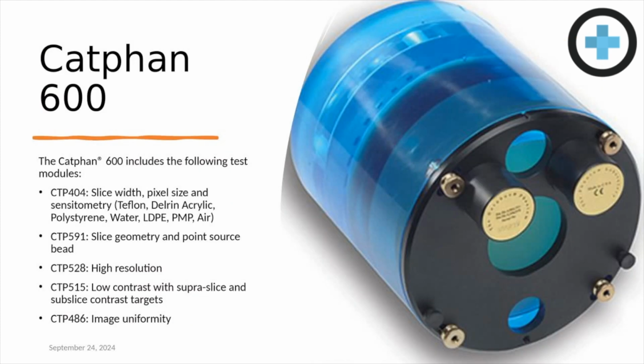So moving on to the CatPhan. Again, CatPhan is certainly one of the better known phantoms for CT as well. The 600 is made up of 5 different slices or modules. First is checking slice width, pixel size, and different color for Teflon, the acrylic, the polyester, the water, polyethylene, the PMP and air, slice geometry and point source bead, high resolution, low contrast, and image uniformity.